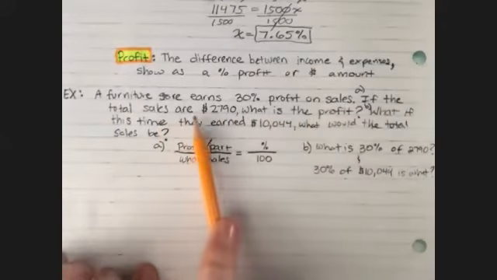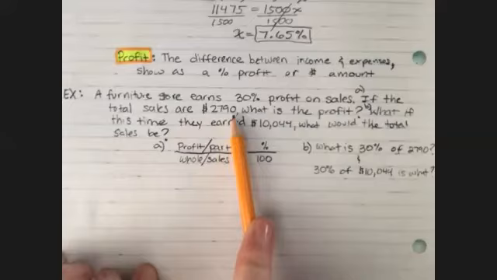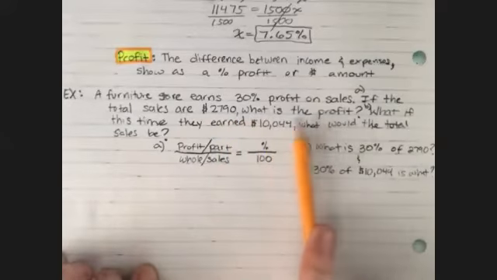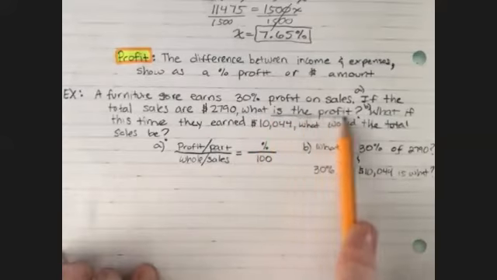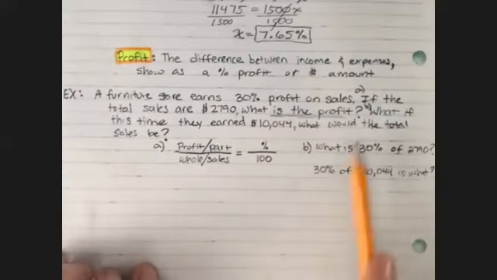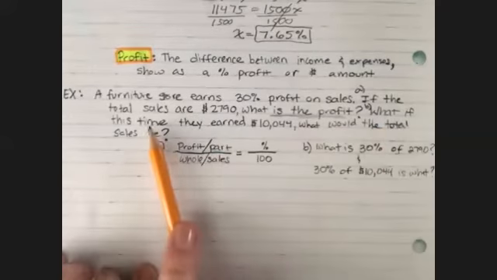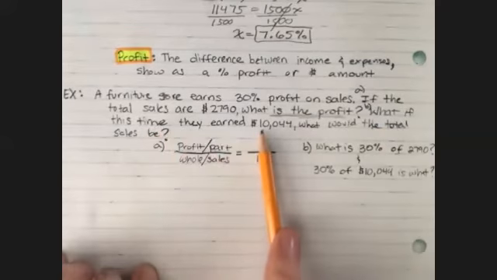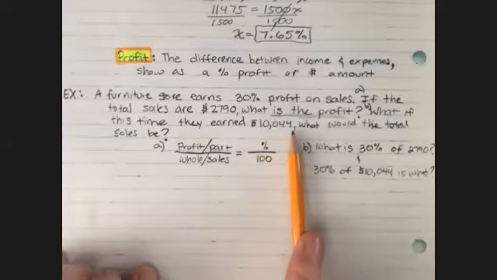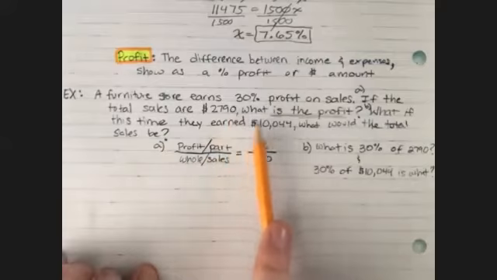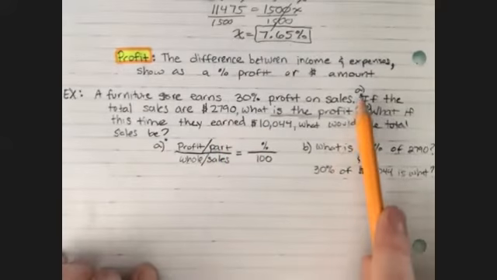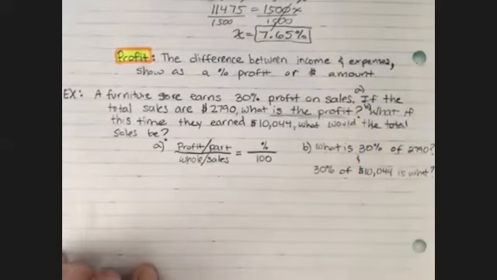If the total sales are $2,790, what is the profit? So you notice here the profit, that means we're looking for the part. The next question says, what if this time they earn $10,044? What would the total sales be? Notice that the dollar figures are different. So this is actually two separate questions. So I labeled it A and B. So I'm going to work with just the first question, your first A.